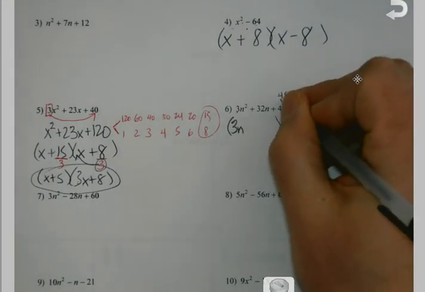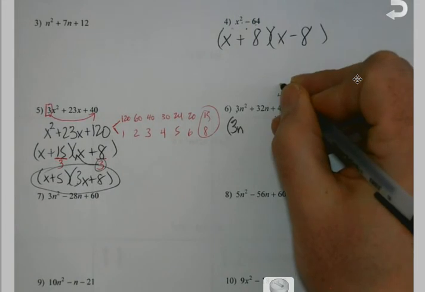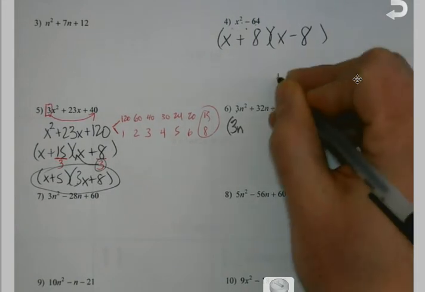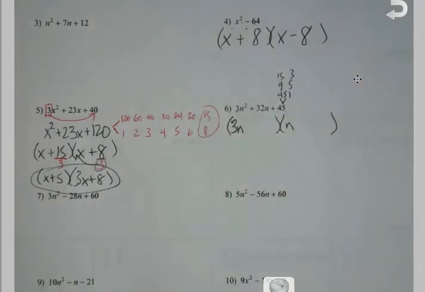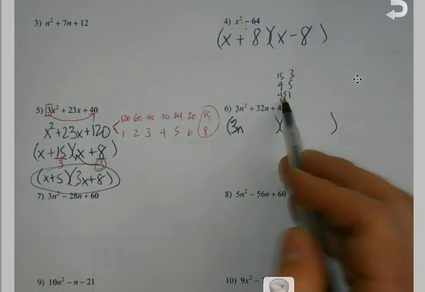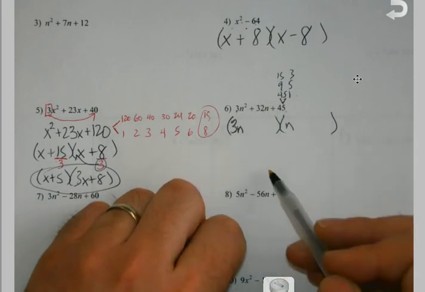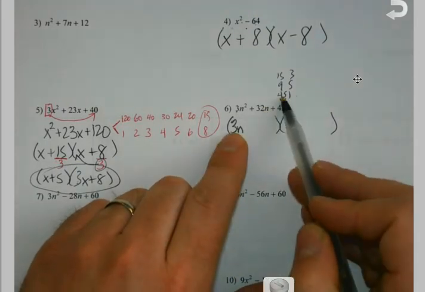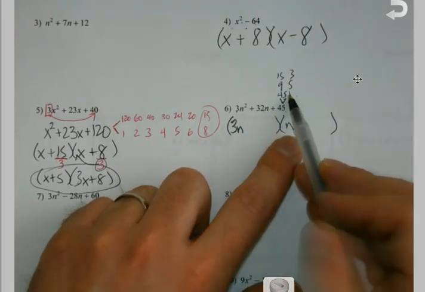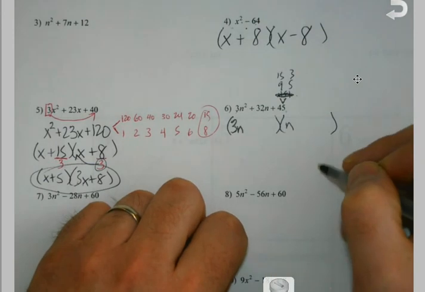Could be 45 and 1. Could be 9 and 5. It could be 15 and 3. And I have to play with this a little bit. Now, I'm pretty sure it's not 45 and 1 because, well, 45 and 3, that doesn't get me to 32. 135, if I multiply here and 1 doesn't do it, so no.